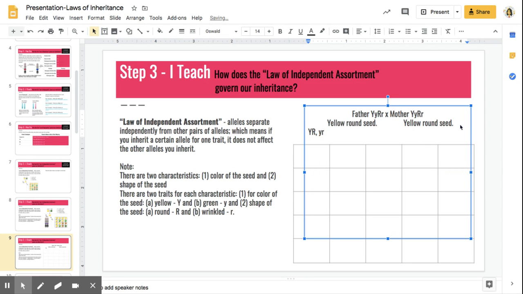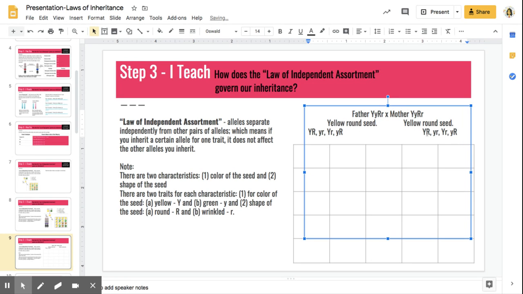Since they are independent of one another, another possibility would be the dominant allele paired up with the recessive trait of the other characteristic, and the recessive allele for color could pair up with the dominant trait for the shape. Since the mother has the same genotype and phenotype, the possible alleles will be the same for the mother.